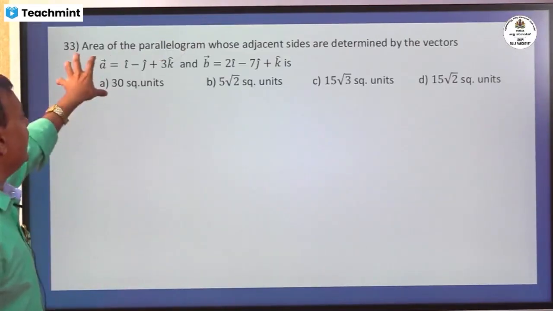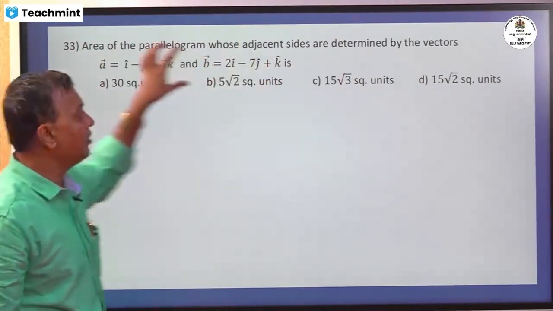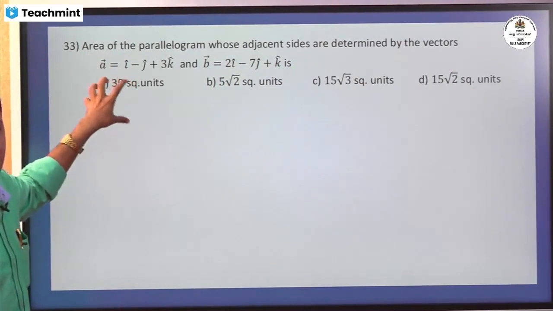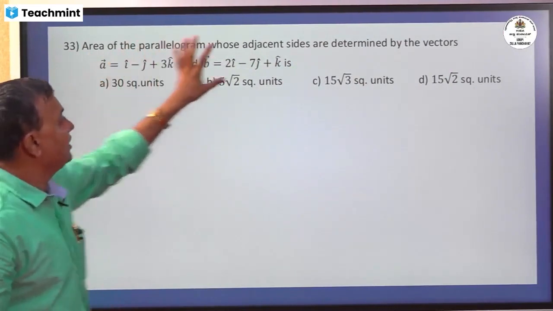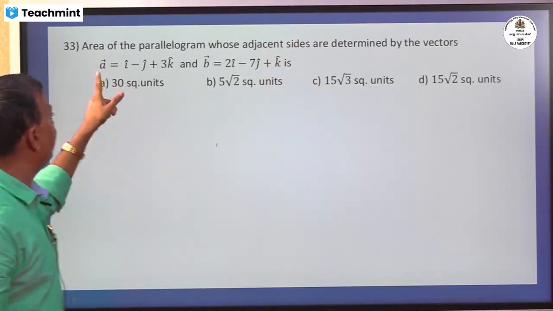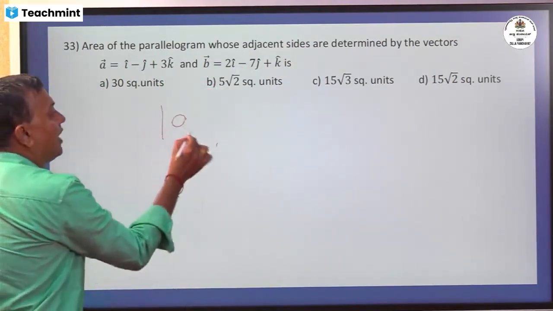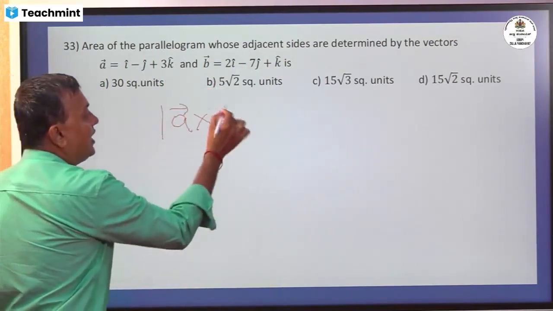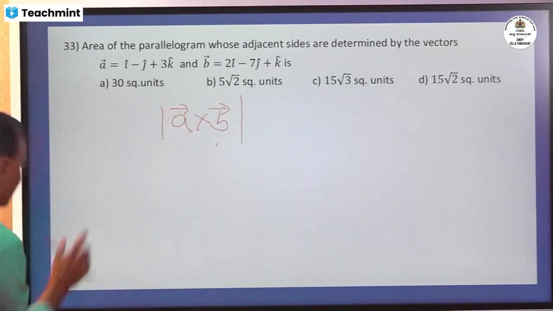Next, area of the parallelogram whose adjacent sides are given. This question was asked in the recent exam, your annual exam. Area of the parallelogram, so this is vector a, this is vector b. We know what is the area of the parallelogram? Magnitude of vector a cross b. Correct? This is the exam question, magnitude of a cross b.